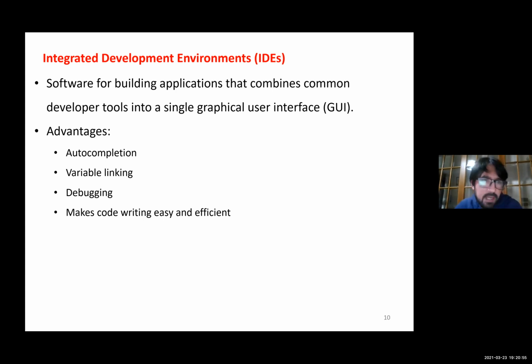And in general, having a dedicated IDE for the language makes code writing easy and efficient. I say a dedicated IDE for the language because sometimes text editors also do autocompletion. You can also have variable linking, but a lot of these autocompletion features are based on machine learning rather than the language itself. So sometimes it's going to try to guess what you want to write, and most of the times it's going to be correct, but it's not based on the code that you're writing or on the language, but rather on the patterns that you follow while writing code.